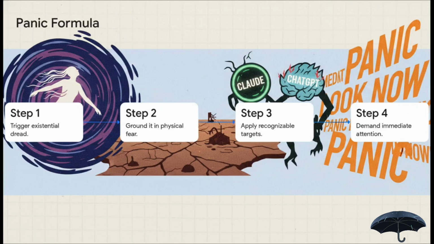Let's move along and see how this all builds into a highly repeatable formula. Because this artifact gives us an exact step-by-step recipe for hijacking attention spans. Step 1, trigger existential dread, show a literal soul being sucked away. Step 2, ground it in physical fear, show the barren, cracked earth. Step 3, apply recognizable targets. Slap those Claude and ChatGPT logos right onto the monsters. And finally, Step 4, demand immediate visual attention through bright, aggressive, high-contrast typography. It is quite literally a systematic escalation of panic.